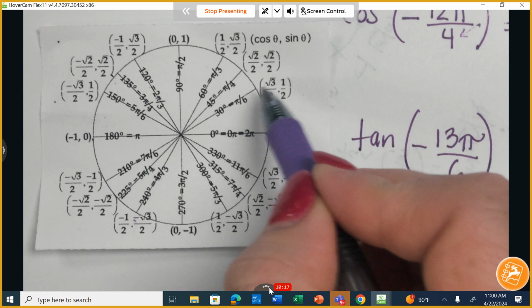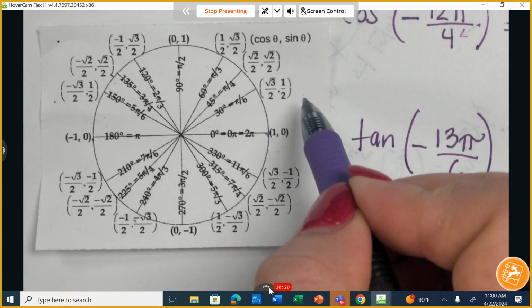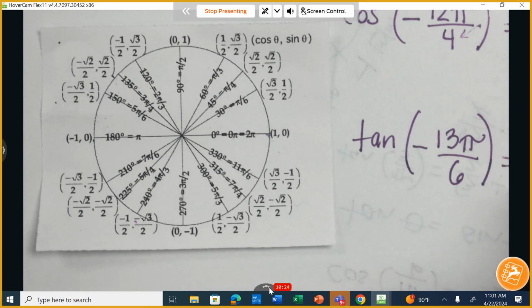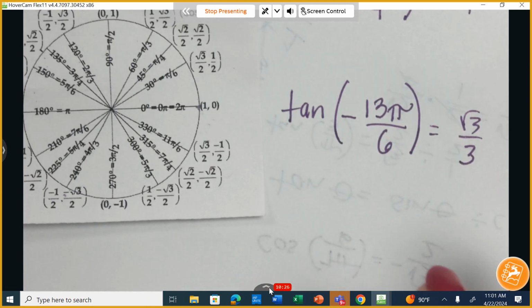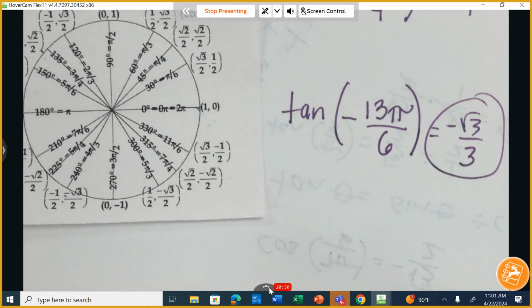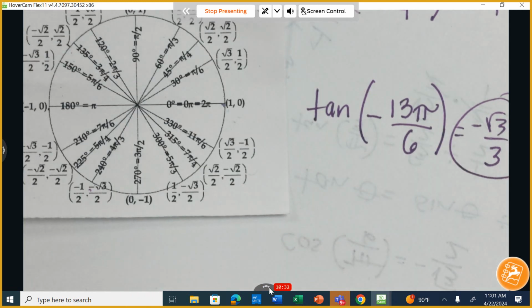So at this point, what is the tangent? I've memorized that. Hopefully you have now too. Radical 3 over 3. So I'm going to write that down. And then now, what symbol's in front? In quadrant 4, what are the tangents? Negative. Talk to your partner. Make sure you understand that's really difficult. That is very difficult.